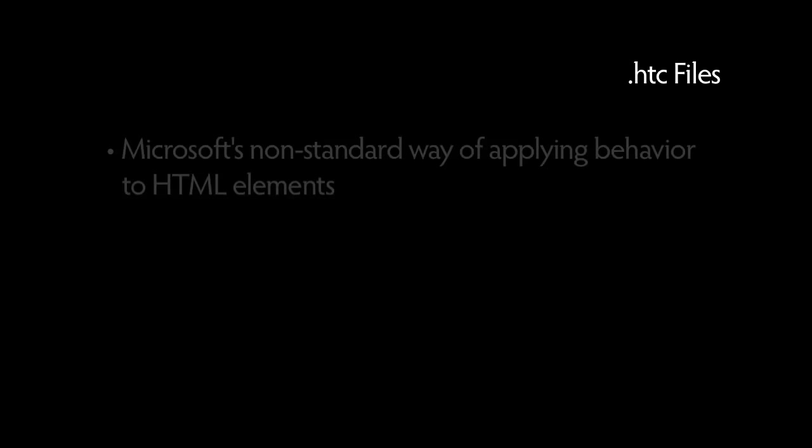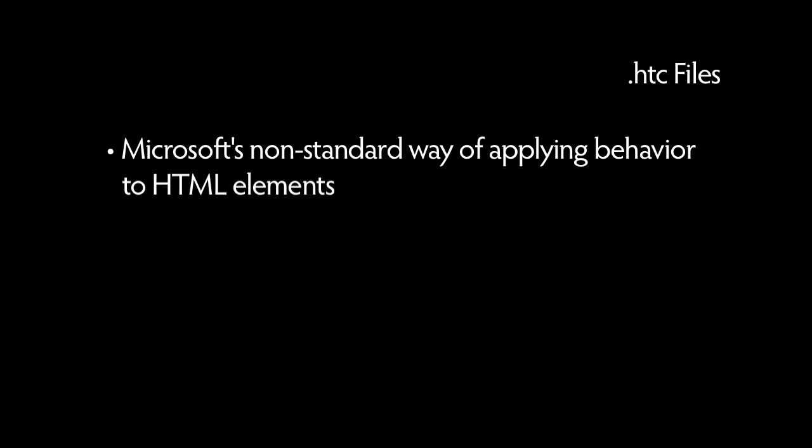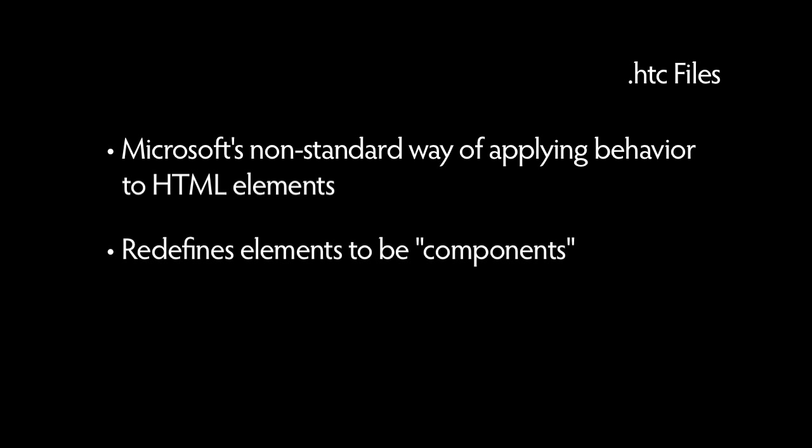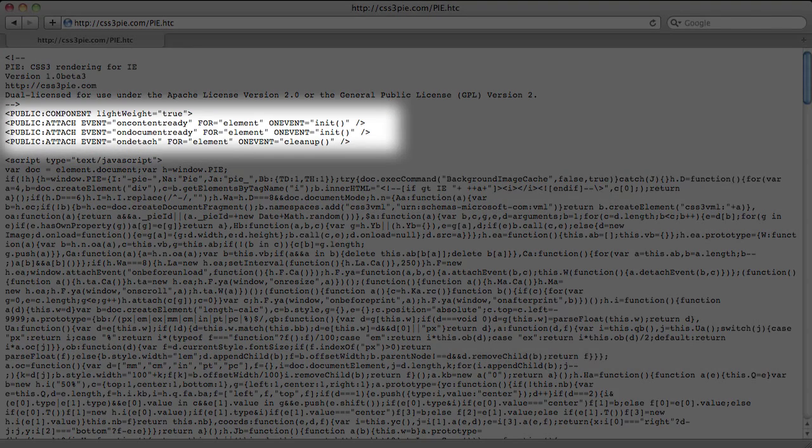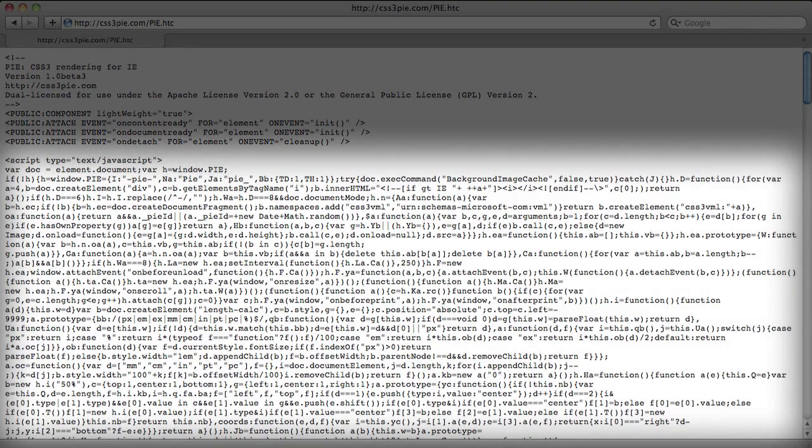The code is contained in an HTC file. An HTC file is Microsoft's non-standard way for allowing developers to apply new behaviors to HTML elements. When you apply dynamic behaviors to elements in this way, it redefines them as components. HTC is short for HTML components. Although the mechanics of HTML components is beyond the scope of this screencast, all you really need to know is that within an HTC file, a component is defined by some special proprietary tags and then some JavaScript code for what is to be applied to the given element.